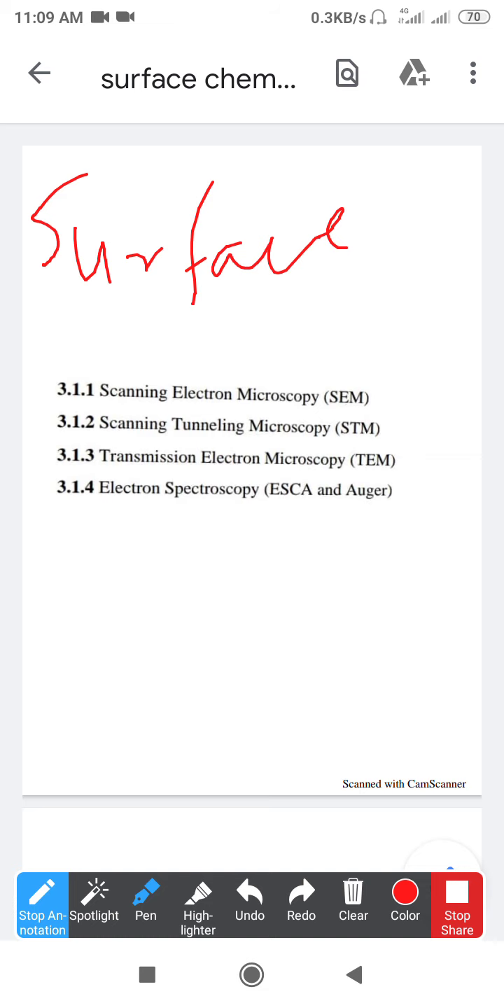So the next point is why we need to study the surfaces. Mainly our focus is to study the surfaces because many of the properties of these surfaces depend upon the various characteristics of the surface. So what do you mean by this?